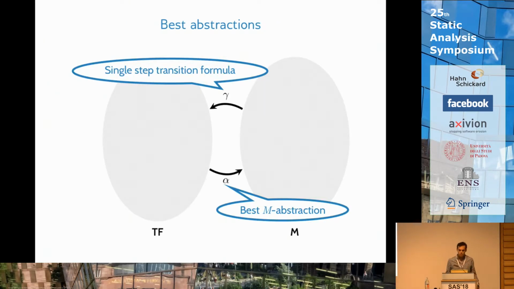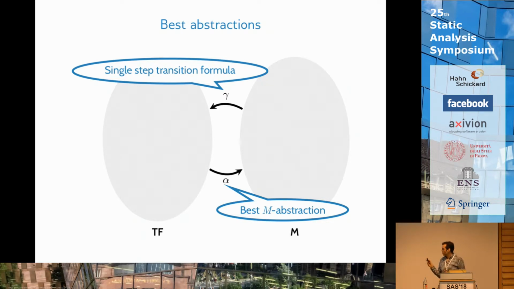Okay, so let's suppose that we have our two categories, TF and M, and we have a functor gamma, which is our concretization functor. Given some abstract machine, it just computes a transition formula that represents a single step of that machine. Right, so gamma isn't really interesting. You can think of gamma as sort of a witness that this M is really kind of a subcategory of transition formulas. Like every machine has some representation as a transition formula. That's what gamma is saying.